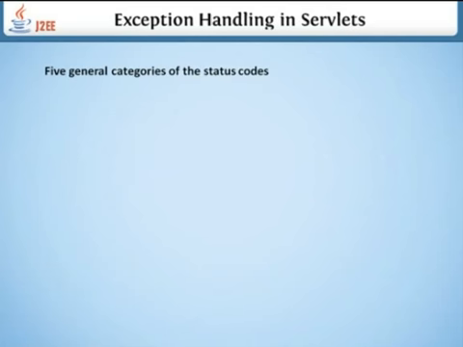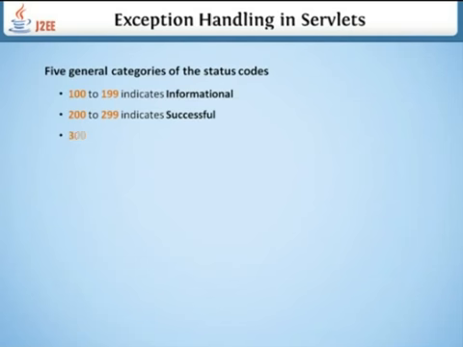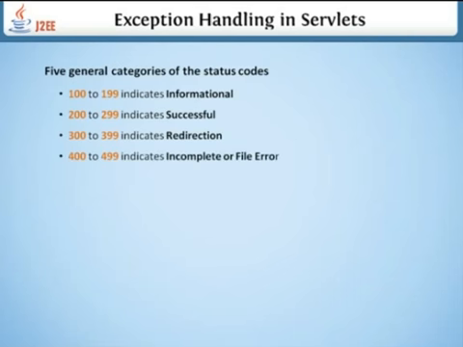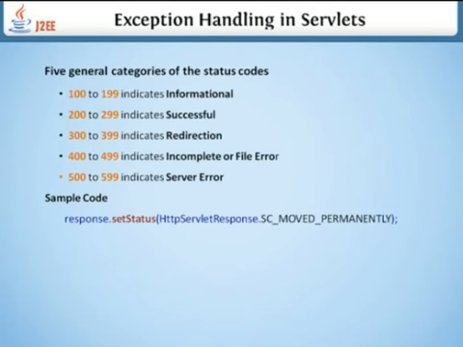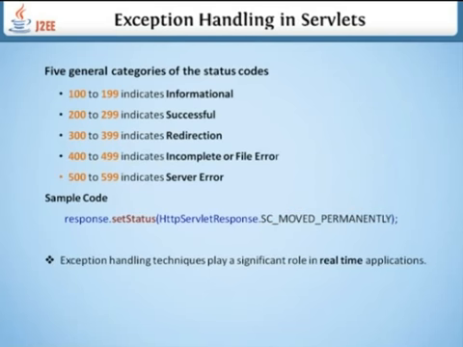There are 5 general categories of status codes. 100 to 199 indicate informational, 200 to 299 indicate successful, 300 to 399 indicate redirection, 400 to 499 indicate incomplete or client error, 500 to 599 indicate server error. Sample code, like response.setStatus method, giving the constant value. Exception handling techniques play a significant role in real-time applications.